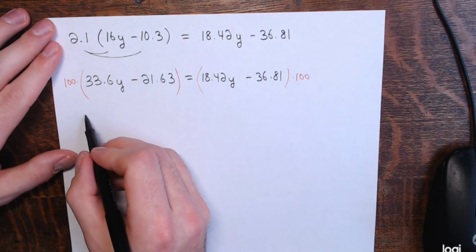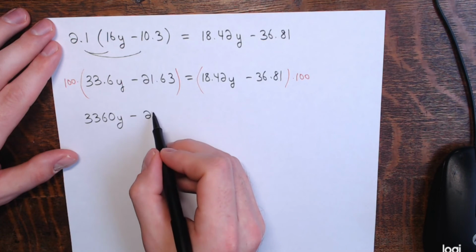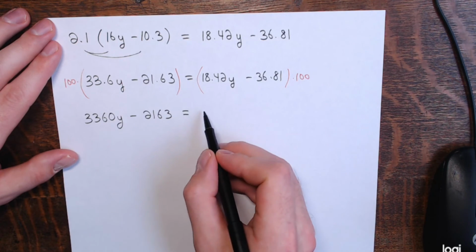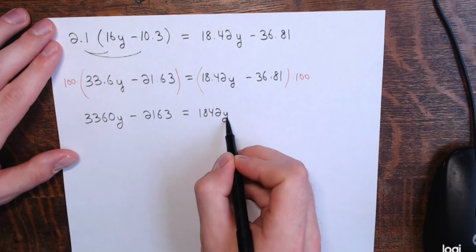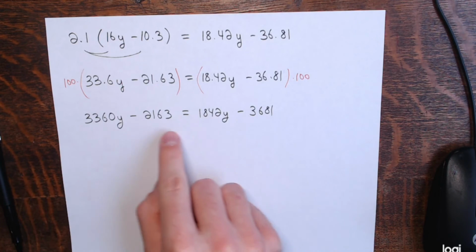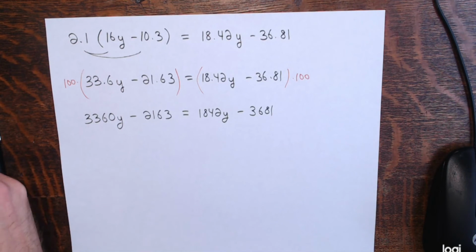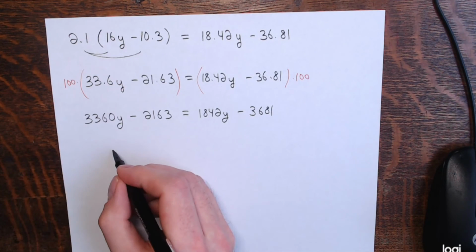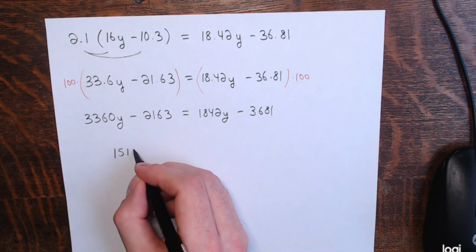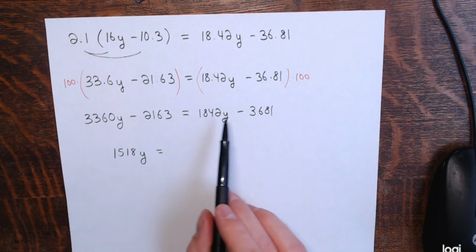So that's 3,360y minus 2,163 equals 1,842y minus 3,681. Alright, and then I'm subtracting, so let's see, if I subtract this 1842y, 3,360 minus 1842, this is 1,518 times y equals, and then I would add the 2,163.